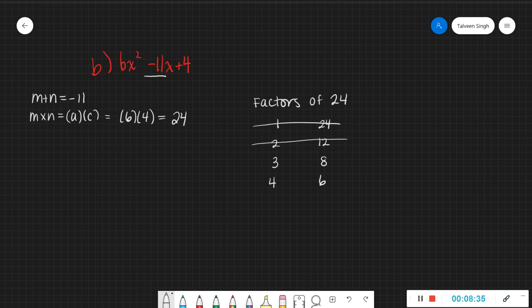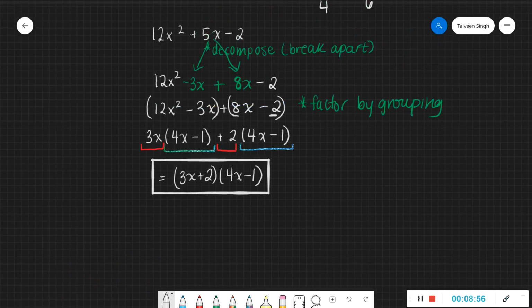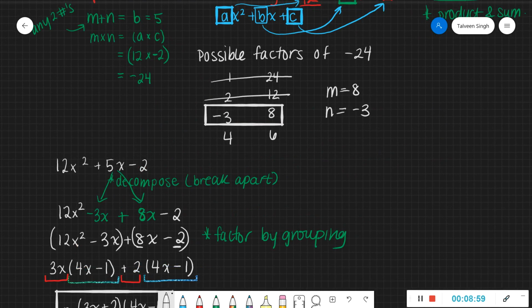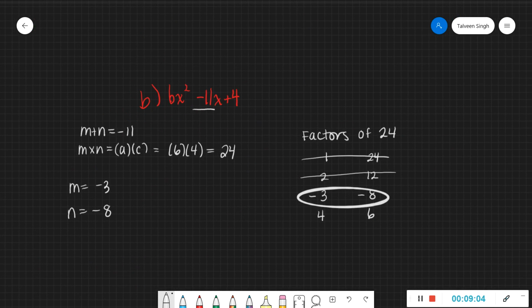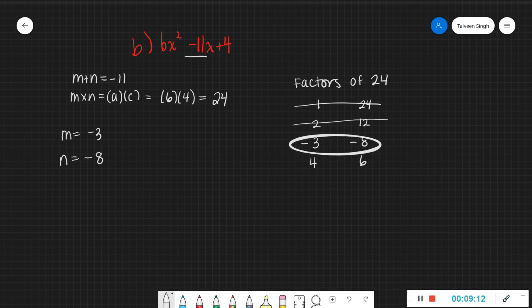-3 and -8 we've already done. Or we did -3 and just 8. So what will -3 and -8 give me? -3 minus 8 will give me -11. But both of these need to be negative this time. That means that my m is -3 and my n is -8. Big difference from this one up here. My m was +8 and my n was -3. So just make sure you make that correlation. Okay, both of them are negative because a negative times a negative will give you a positive.